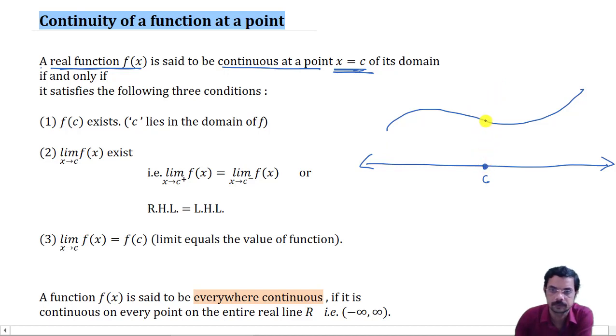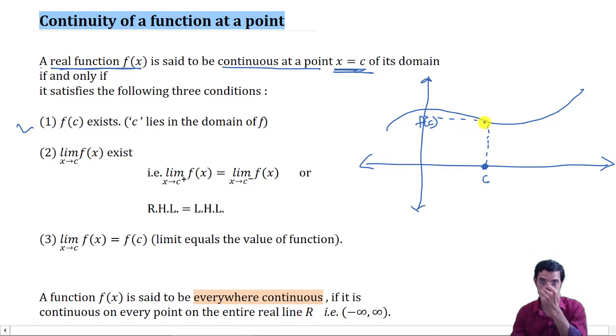So at this point, first thing is that this point c should lie in the domain of the function. That is, the function should be defined at this point. There should be a value of the function at this point. That is the first point. F of c should exist. Say for example, if there is a y-axis here, f of c will be this point. So you get c comma f of c at this point.